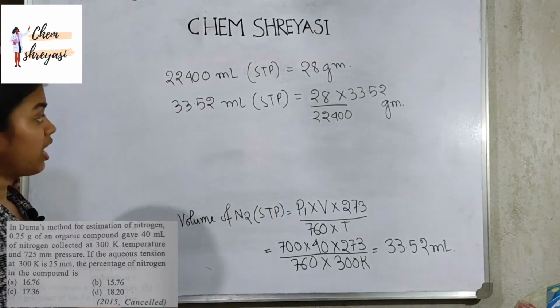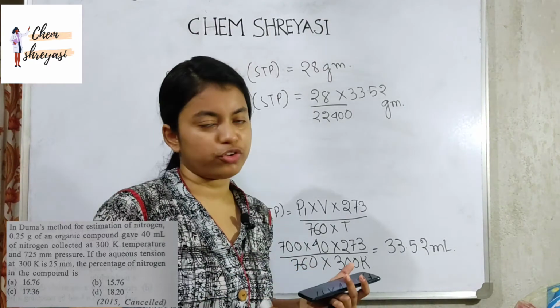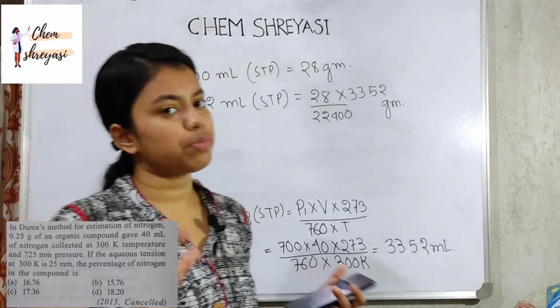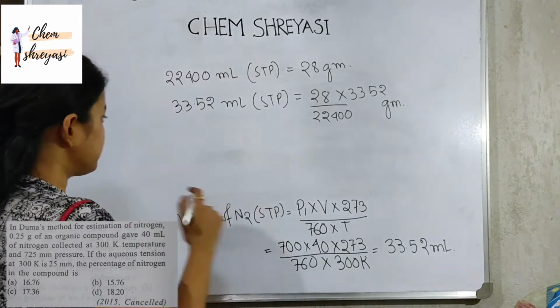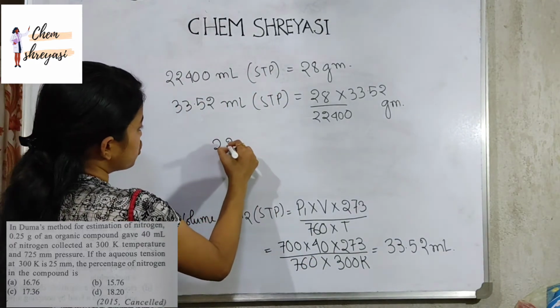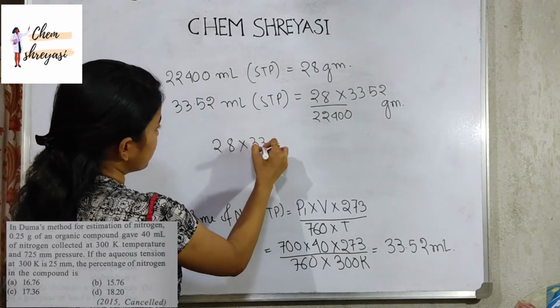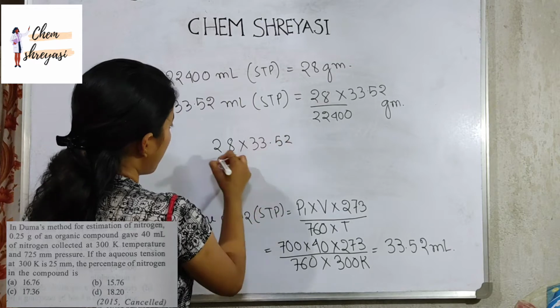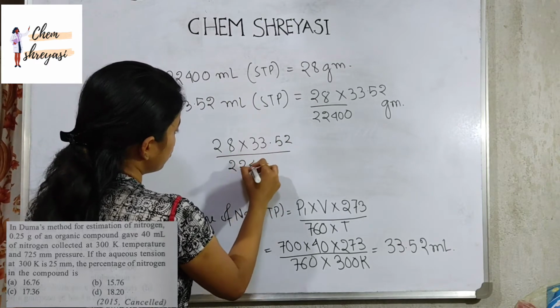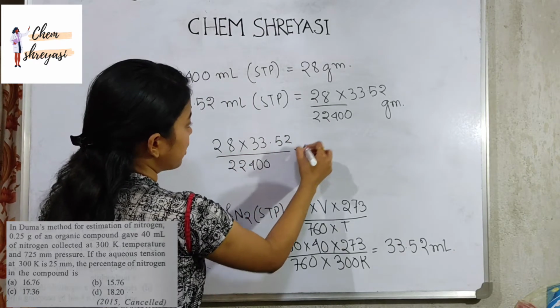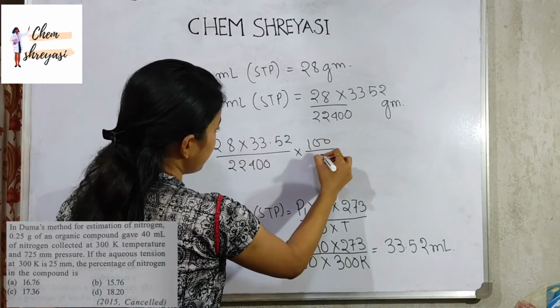So we have been asked the percentage of the nitrogen. The easiest way to remember how to calculate the percentage is taking the mass, that is 28 into 33.52 by 22,400 and multiplying it with 100 by m.